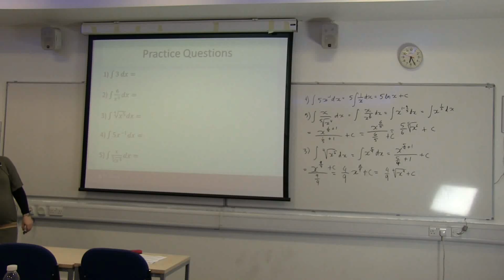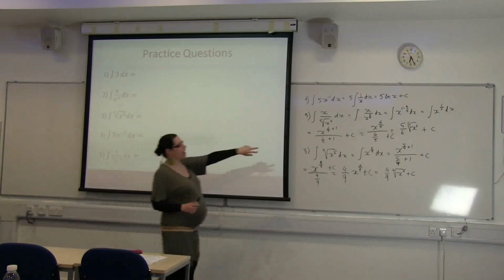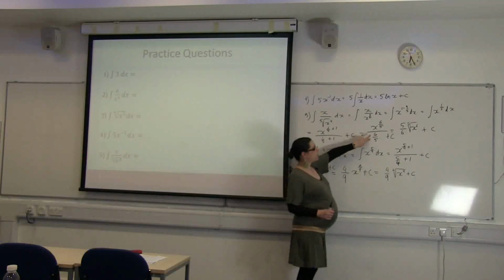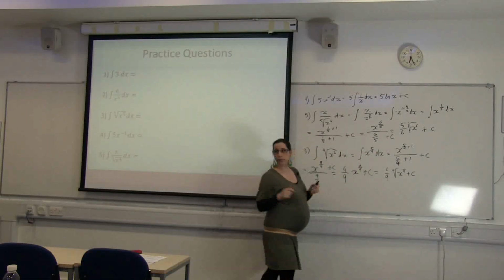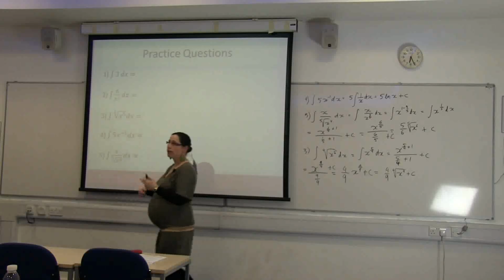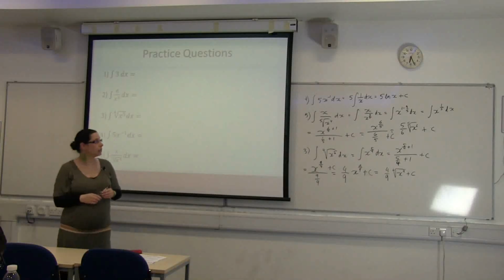Why do you have the 6 before the 5? It's not 6 over 5. Dividing by a fraction is multiplying by its reciprocal, which is turning it upside down. Okay, so I had to turn the 6 over 5 upside down.